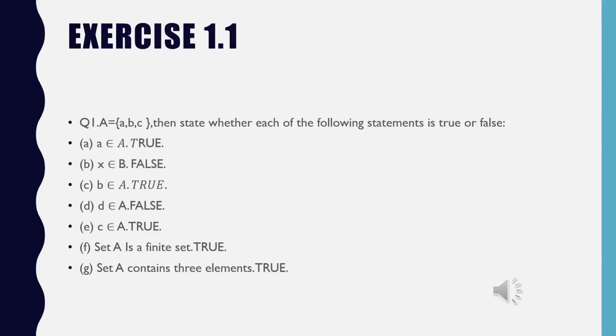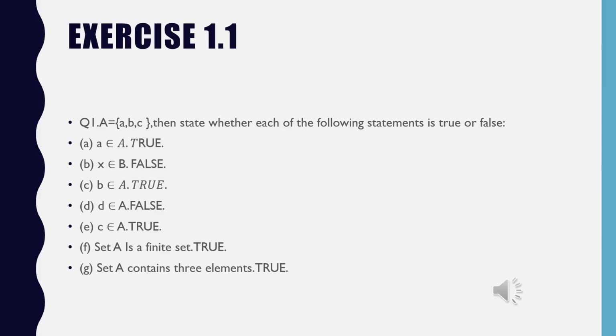It is also true. Why is it true? Because C is a member of set A, so write down true. F: set A is a finite set. It is also true. Why is it true?